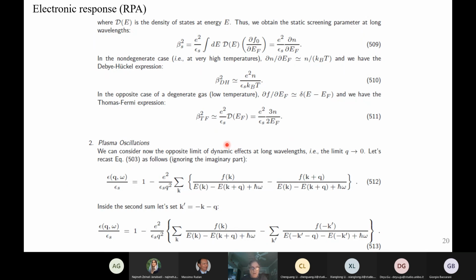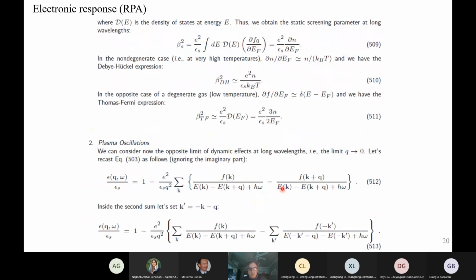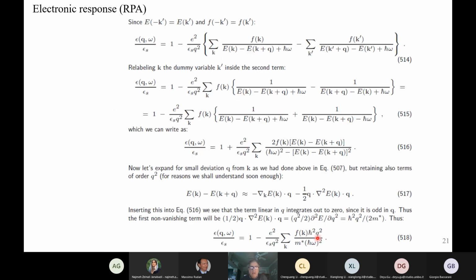Now we consider the opposite case, in which we'll set q equals 0. We'll take this q equals 0 limit and consider instead what happens in terms of the frequency dependence of this object. So what we do is we split the sum that I have over here into two terms explicitly, f_k divided by this minus f_{k+q} divided by the denominator, which is what I've written here. And let's do a little bit of trickery. In the second term, we'll write k plus q as minus k prime, okay? And so we've done a change of variable here.